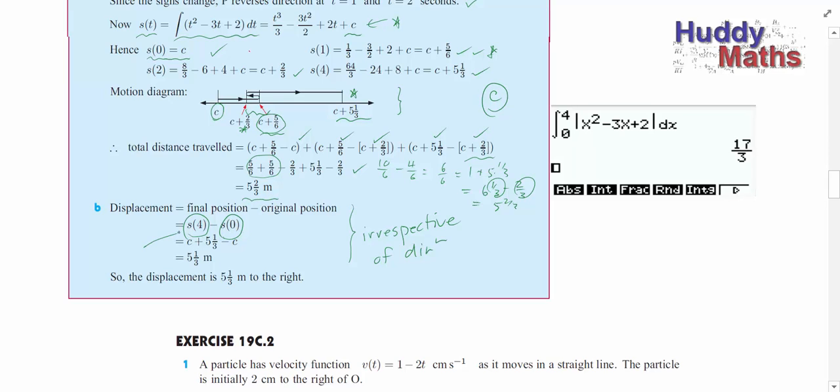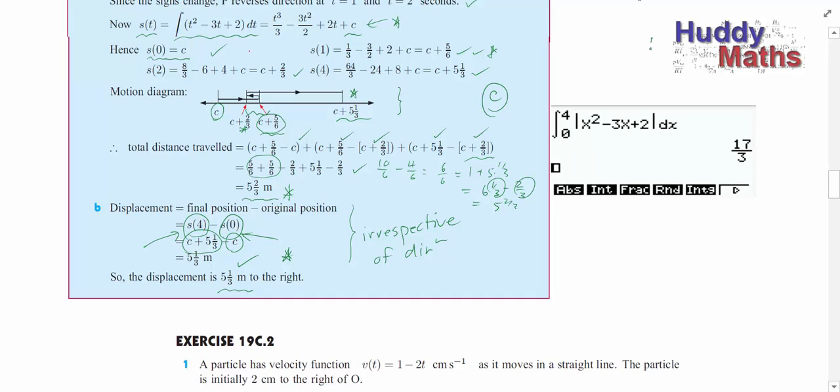So it's simply the displacement at the end minus displacement at the beginning. And so it's C plus 5/3. Take the original C, it's 5 1/3 metre. Notice the difference in the answers there. One is simply working out how much further to the right it is from when it started, if you like. So the change in displacement is 5 1/3 metres to the right.